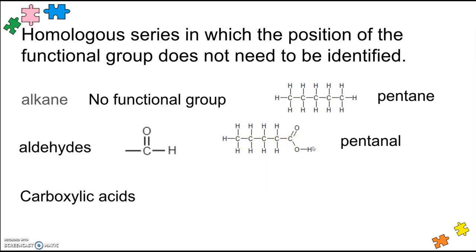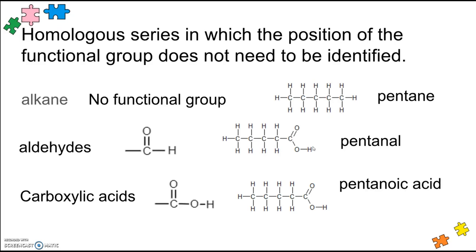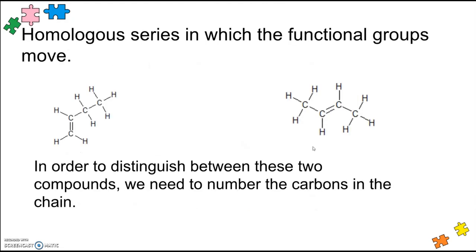Another example of a homologous series in which the functional group does not need to be specified is the carboxylic acids. Carboxylic acids have a double bond O on the last C to which an OH or hydroxyl group is connected. There we see an example of a carboxylic acid with the name pentanoic acid. So the alkanes, aldehydes and carboxylic acids do not need to specify exactly where their functional group is.